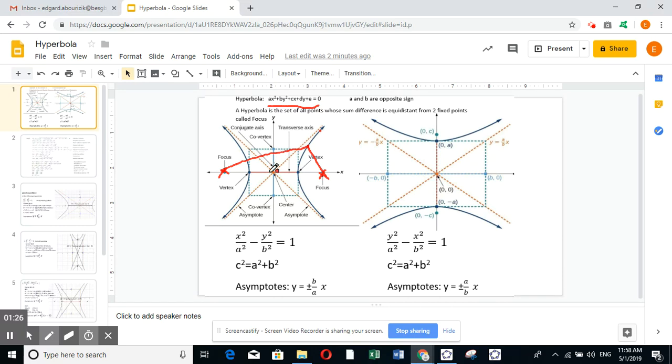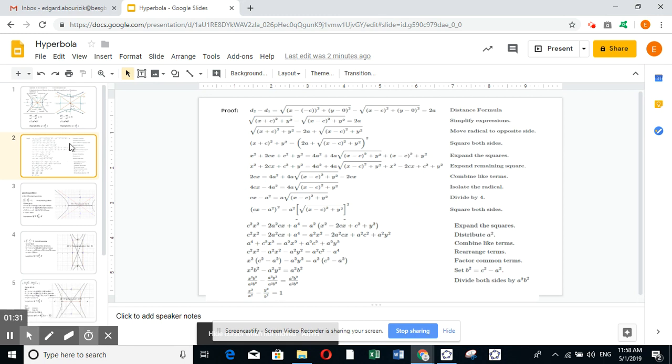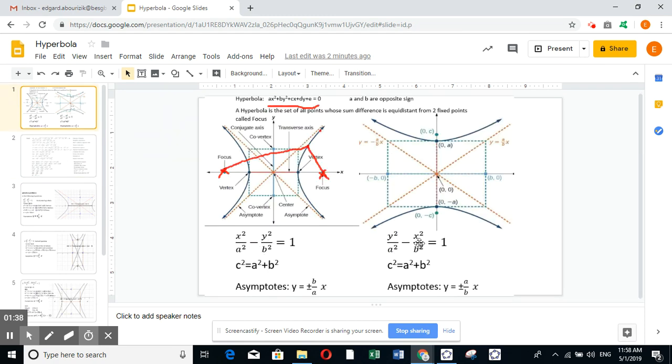I want to let you know that here you have the proof of the formulas that we got. You start with the distance d2 minus d1. We get at the end two formulas that depend on whether it's horizontal or vertical. The equation of the hyperbola is x squared over a squared minus y squared over b squared equal to 1. If it was a plus, it is an ellipse. If a squared equals b squared, with the plus, it's a circle. If it's minus, it is a hyperbola.